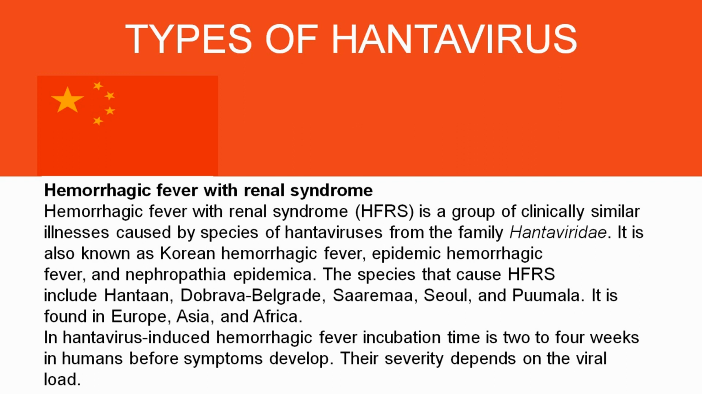The species that cause HFRS include Hantaan, Dobrava-Belgrade, Seoul, and Puumala. It is found in Europe, Asia, and Africa. In hantavirus-induced hemorrhagic fever, the incubation time is 2 to 4 weeks in humans before symptoms develop. Their severity depends on the viral load.